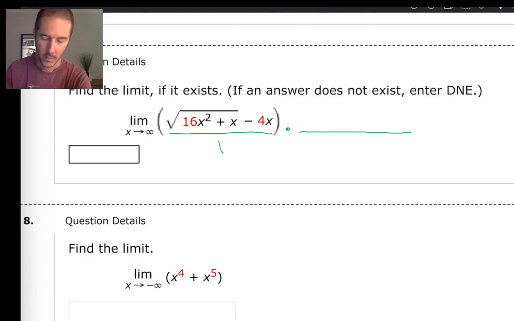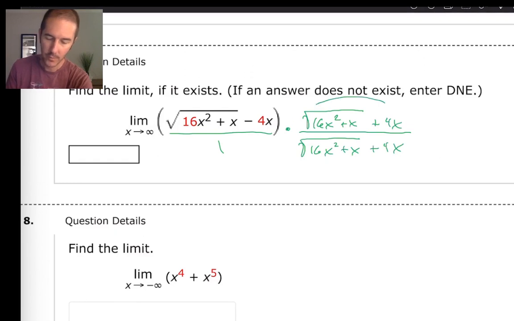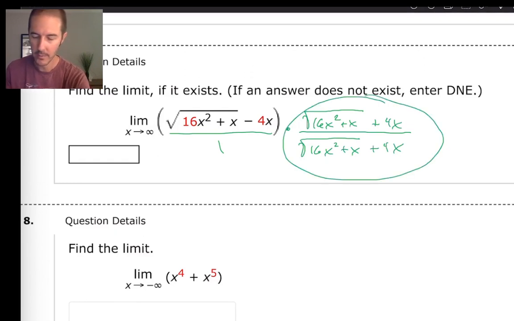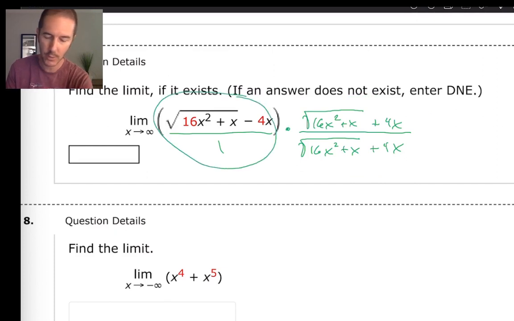You're going to multiply by the square root of 16x squared plus x plus 4x over the exact same stuff, 16x squared plus x plus 4x. I told you this fraction is equal to 1. Anything divided by itself is equal to 1. Multiplying by 1 doesn't change the value of our original statement, just changes what it looks like.